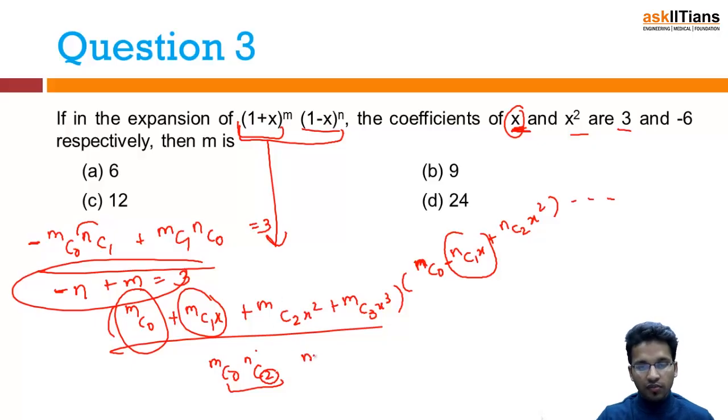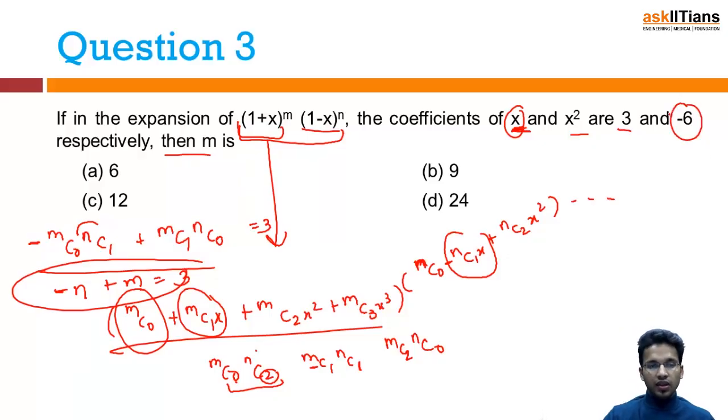Now if I choose mC1, what will be my choice? nC1. Now this is odd, so this will be negative. Next one will be mC2. We have taken mC0, mC1, mC2. So with this it will be nC0. So these will be the three things, and this you will equate to minus 6. And again you can get your answer suitably. This will again be very easy.